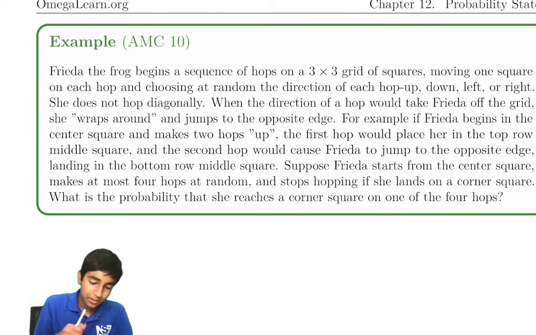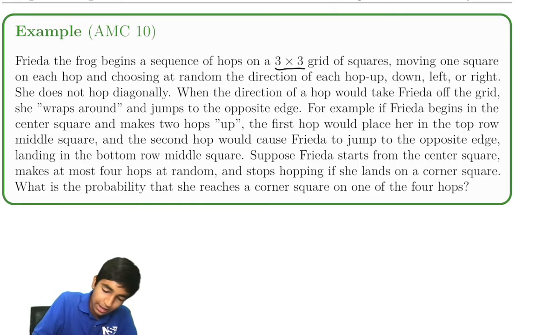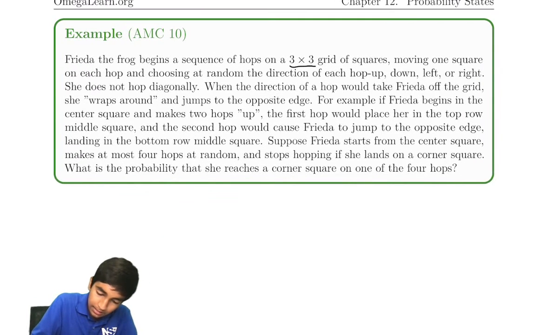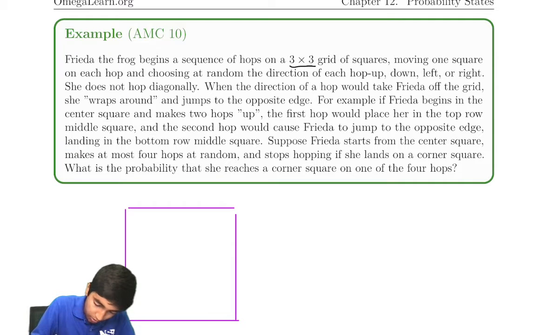Let's do this. Frida the frog begins a sequence of hops on a 3x3 grid of squares. Okay, so let's say that's our 3x3 grid, and we're given that we move one square on each hop, and we're also given that we're not allowed to move diagonally, and that if we reach the edge, we'll just wrap around.